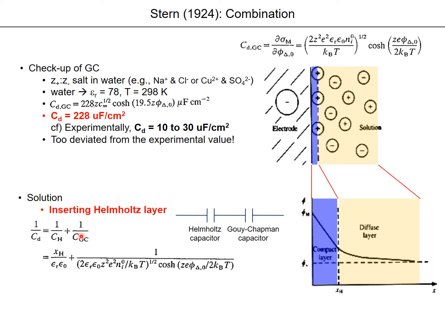Then the Helmholtz capacitance can be described by the permittivity over the thickness of the Helmholtz layer, like 3 angstrom or something like that, plus 1 over the equation for the Gouy-Chapman model. By using these equations, the electric double layer capacitance falls in the range between 10 and 30 microfarad per centimeter squared.